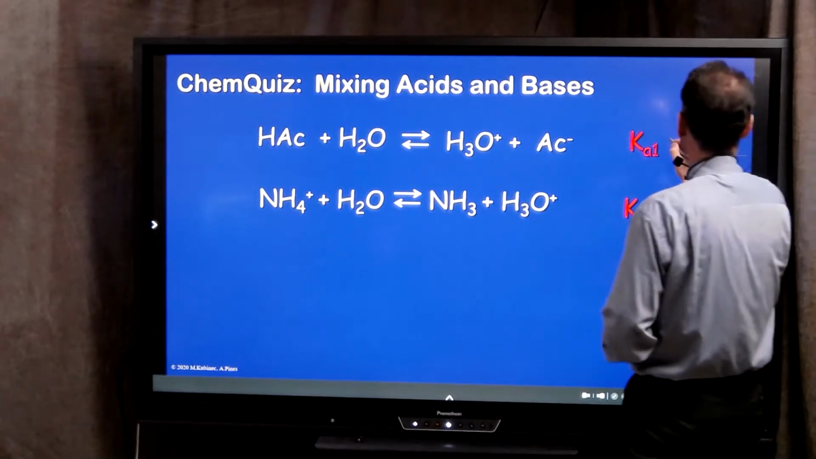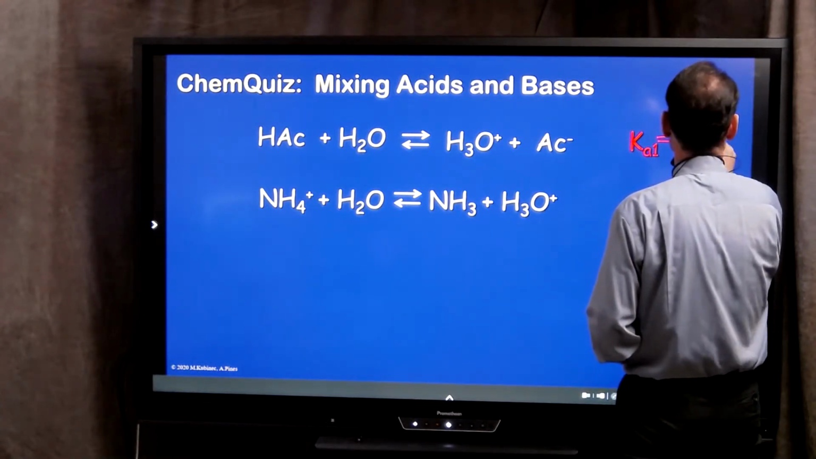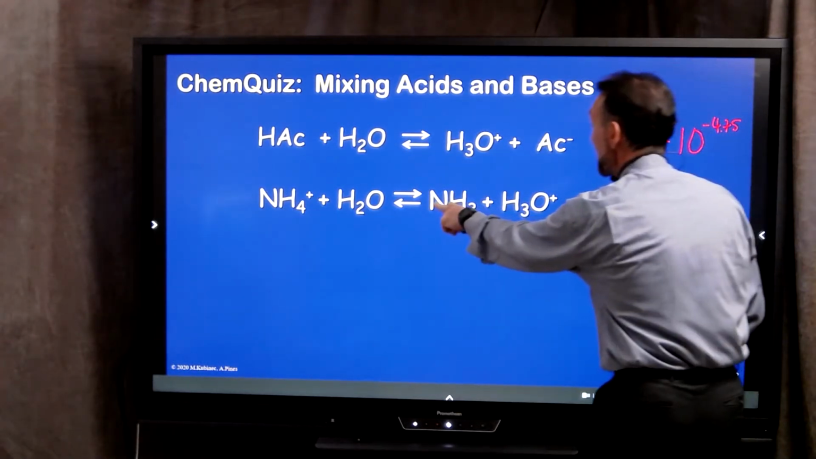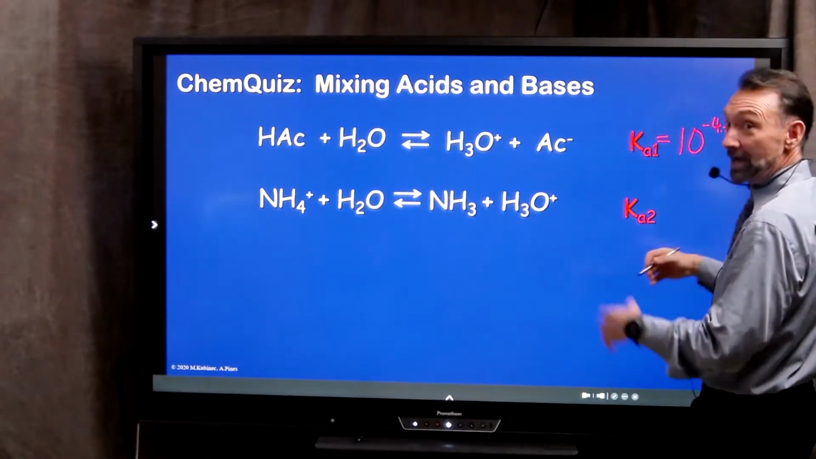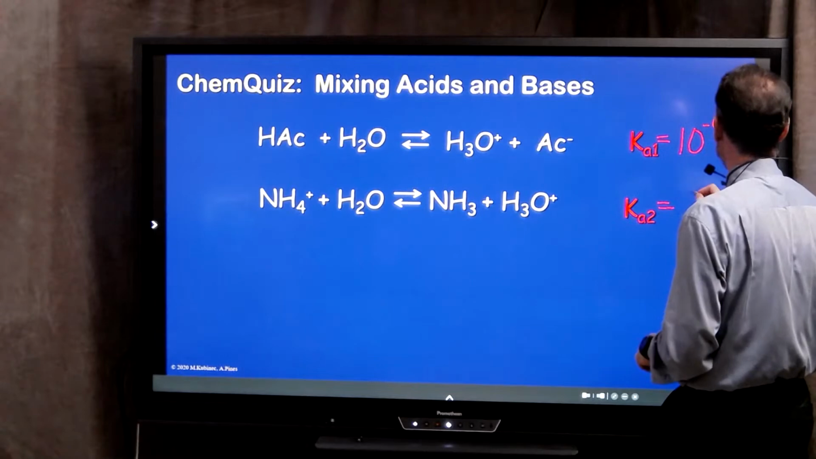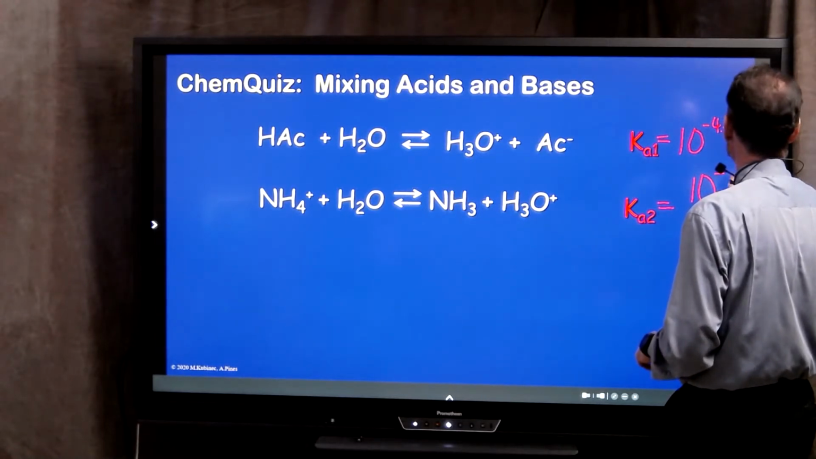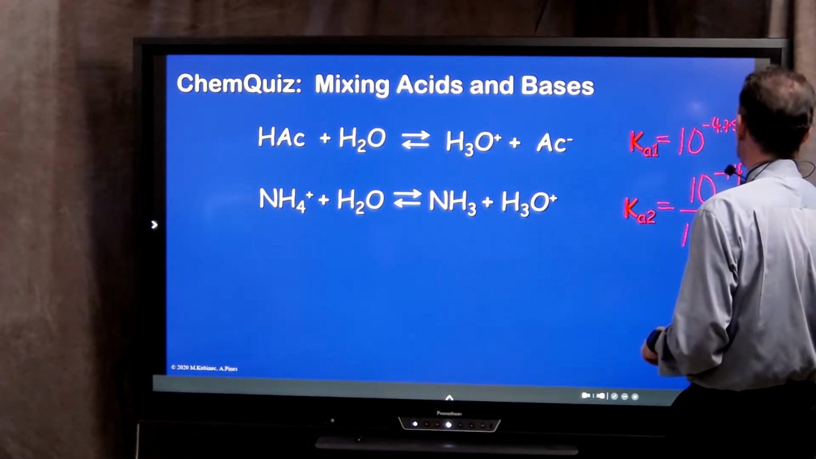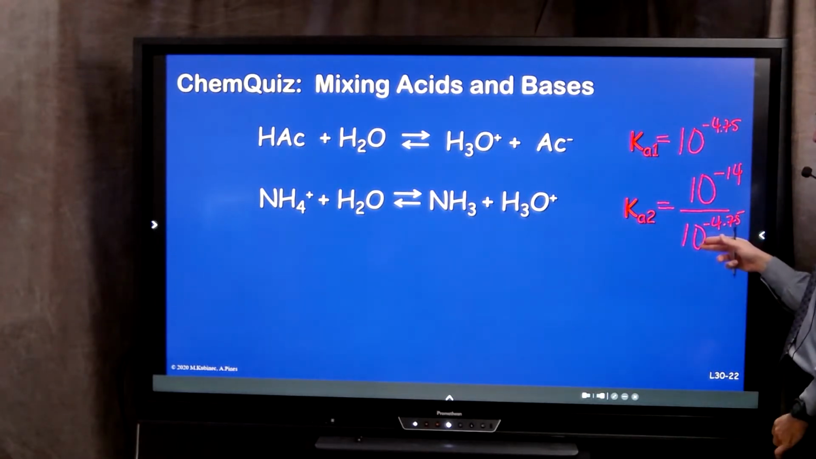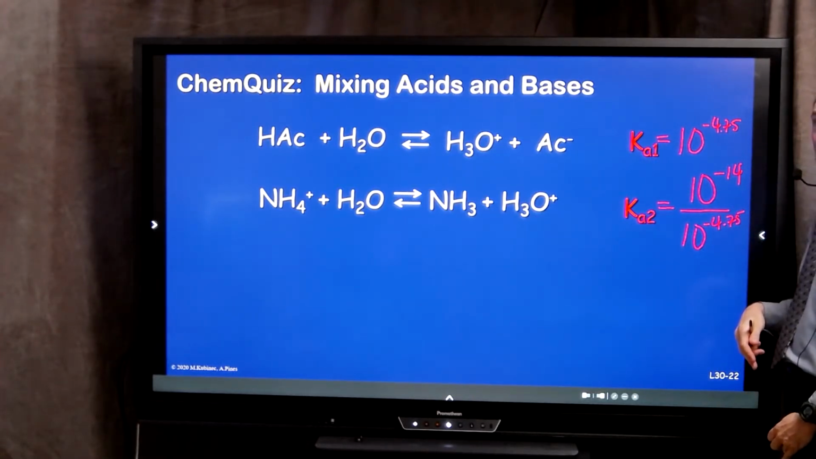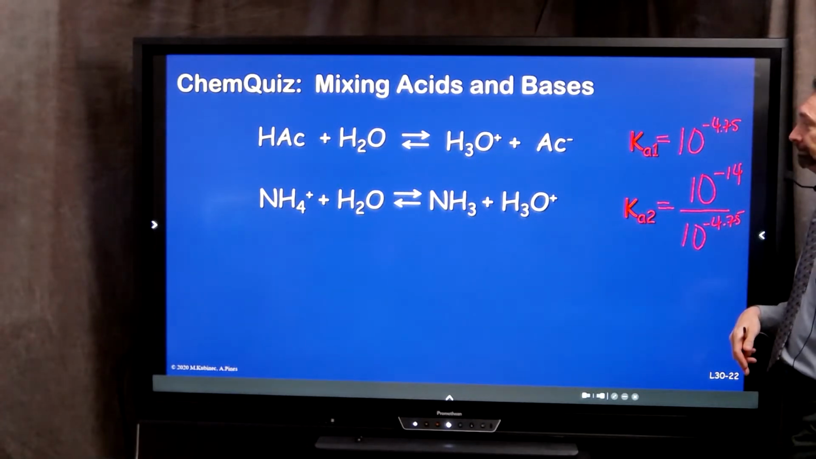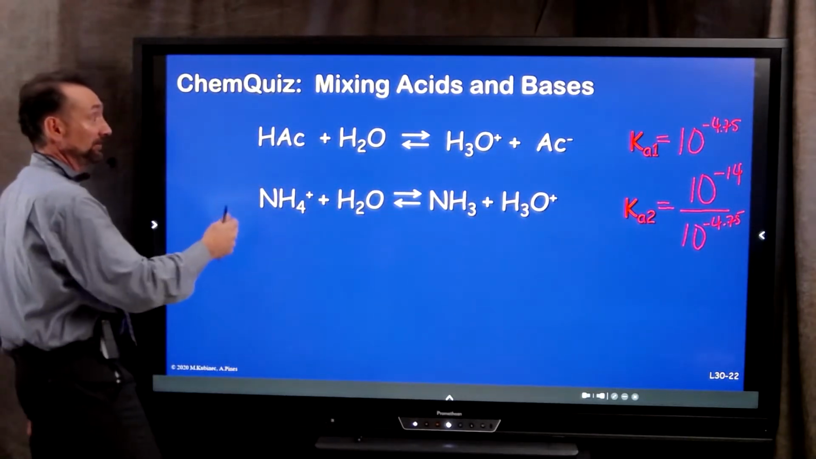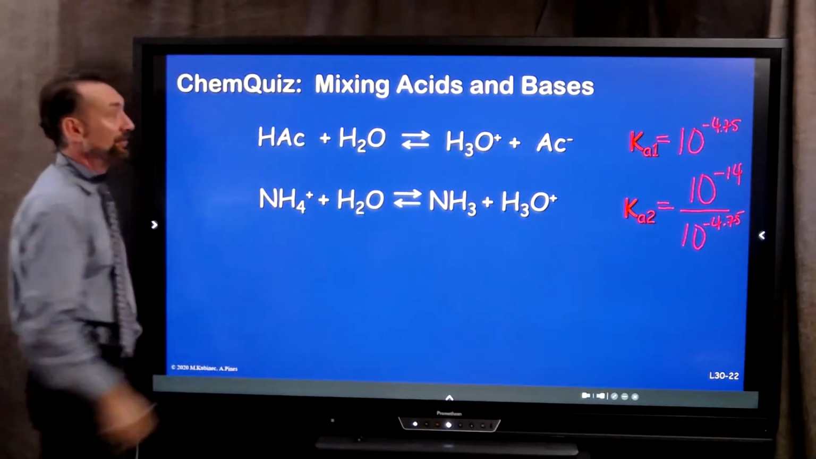So this Ka was 10 to the minus 4.75. This Kb was 10 to the minus 4.75. They just happen to be numerically equal. So this Ka is Kw, 10 to the minus 14, over 10 to the minus 4.75. Kw over Kb is the conjugate acid equilibrium constant. So I have K for this reaction going either direction.